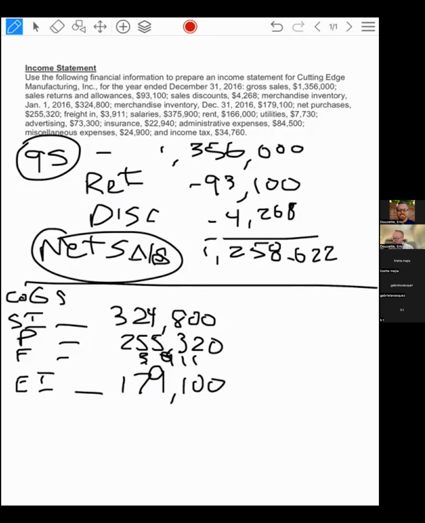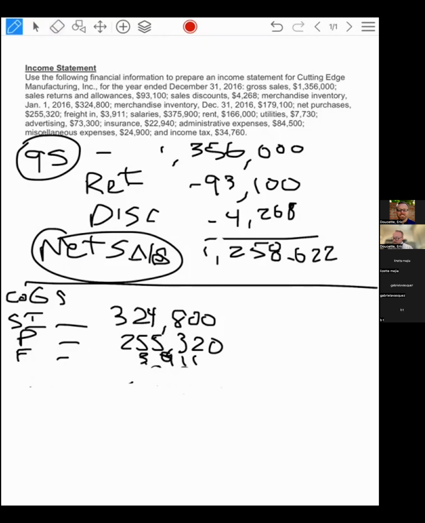Let me just move this. Then we have one more, which is salaries. And that's going to come out to 375,900. All right. Oh, actually, salaries. Salaries come in operating expenses, right? No, you're right. That's operating expense. Sorry. So I could have just left it the way that it was.